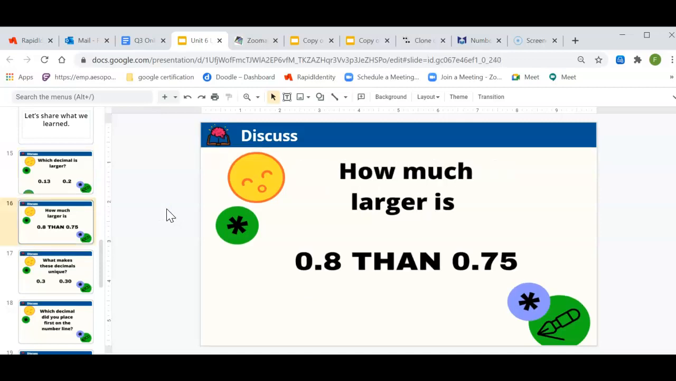All right. So how much larger is 0.8 than 0.75? Okay, so how much larger is 8/10 than 75/100s? You can use our number line to tell us, or we can look at it and see that the difference is going to be 0.05. So 0.05 is actually the difference. 75 to 80 is 5. We know that, but since we've got decimals involved, it's going to be 0.05.